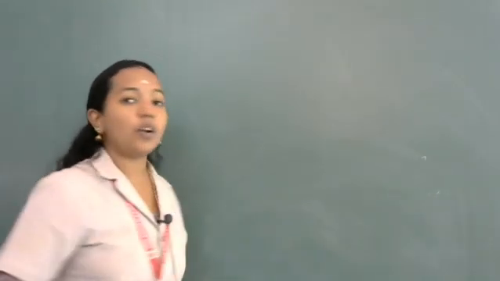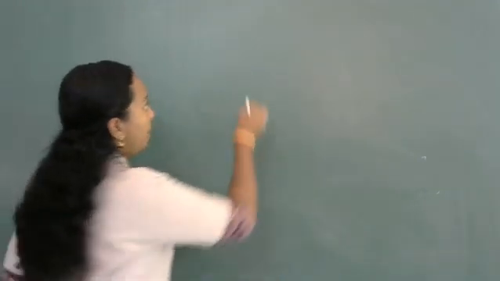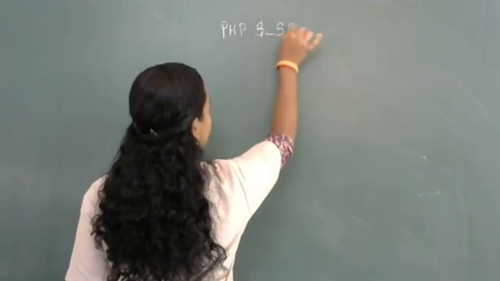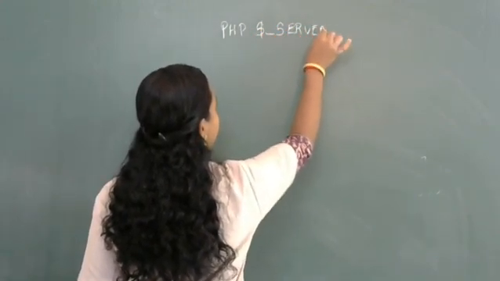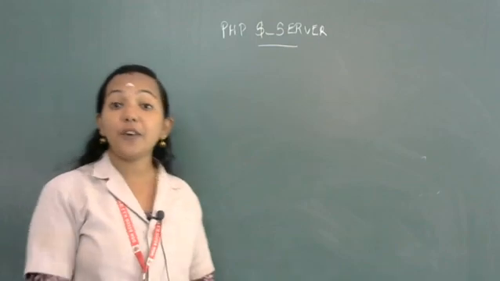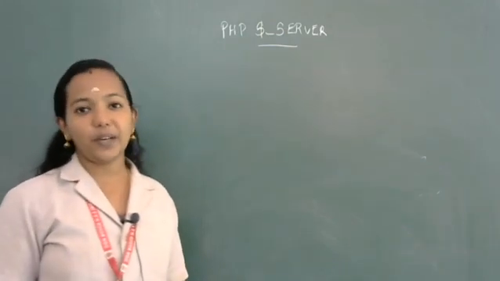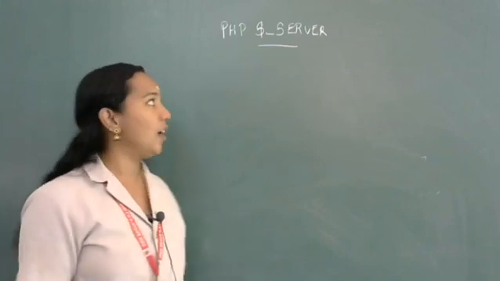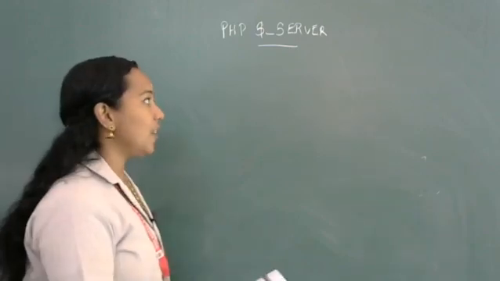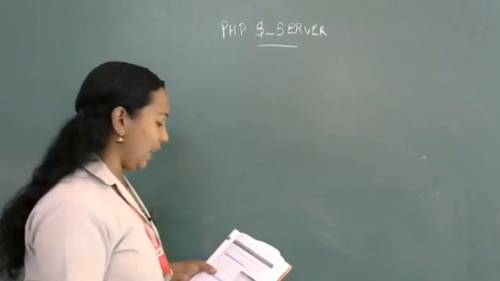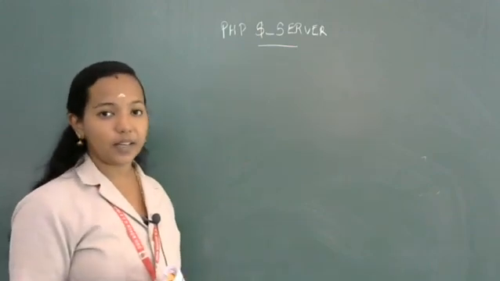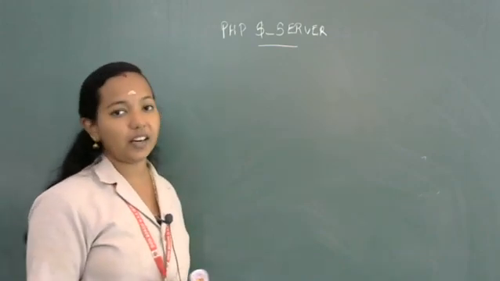another super global array, PHP $_SERVER. This is used to get information relating to the server. Which web server we are using, which script we are executing. To find out all this we are using $_SERVER. So I will write one example, and according to the example I will explain for what purpose we are using $_SERVER. Actually it is used to get the information regarding the server.